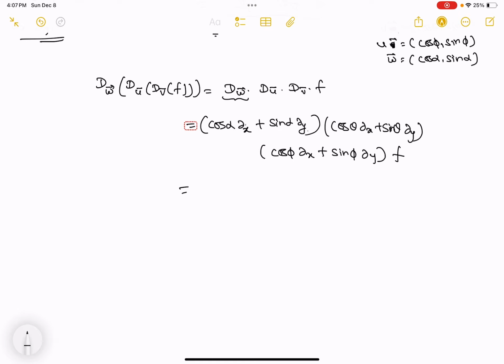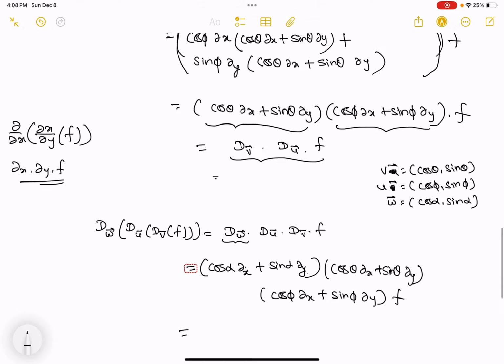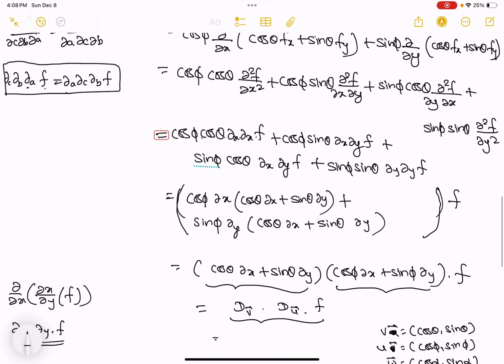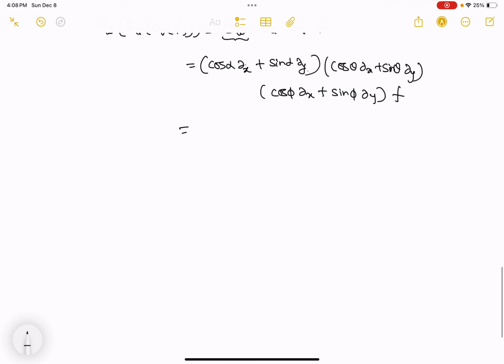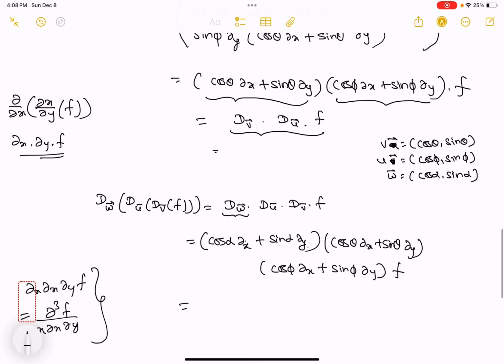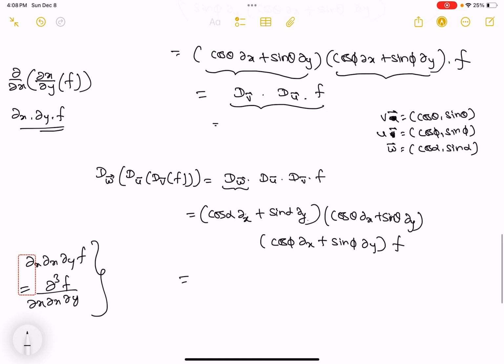Now you can multiply these terms out if you want to find this sort of formula, using our idea of how, if you multiply partial x, partial y with f, we know that this is just the third partial derivative of f with respect to y and x. Knowing this, you can multiply this out and get the formula, but there's no need. We already know how this is going to be, and this is the answer. So this is how we can generate it.